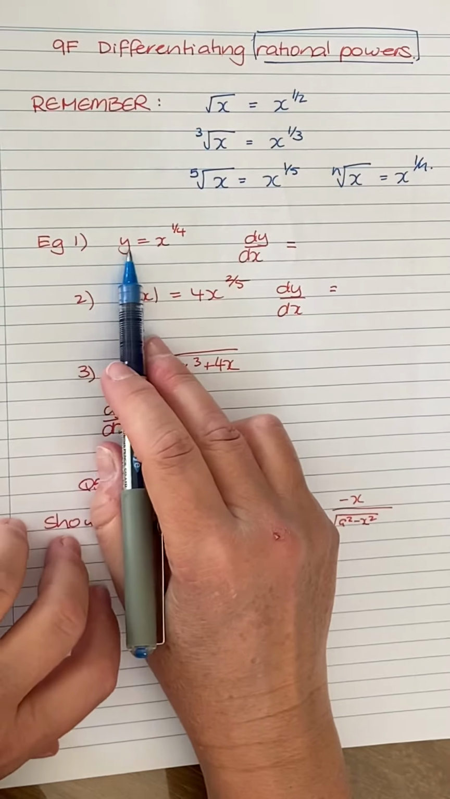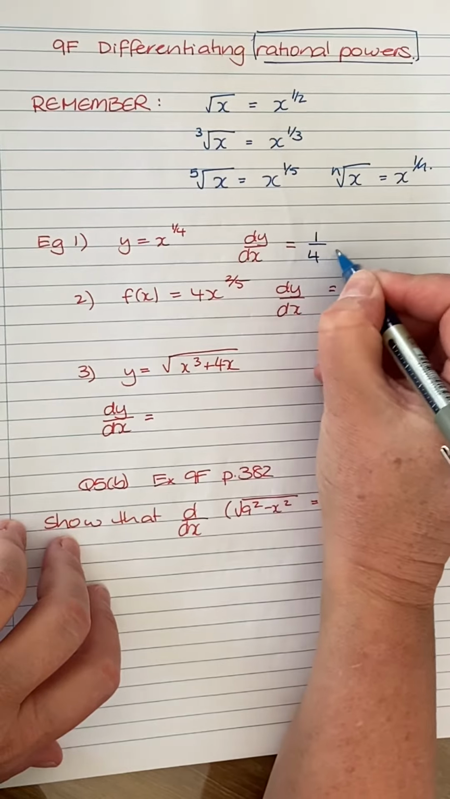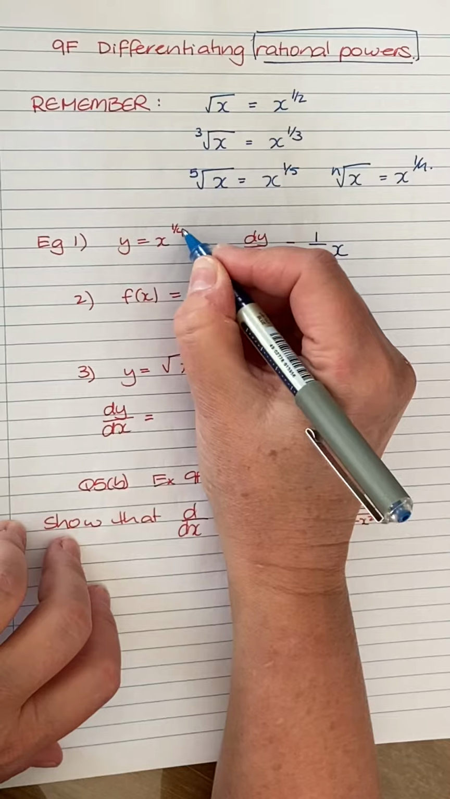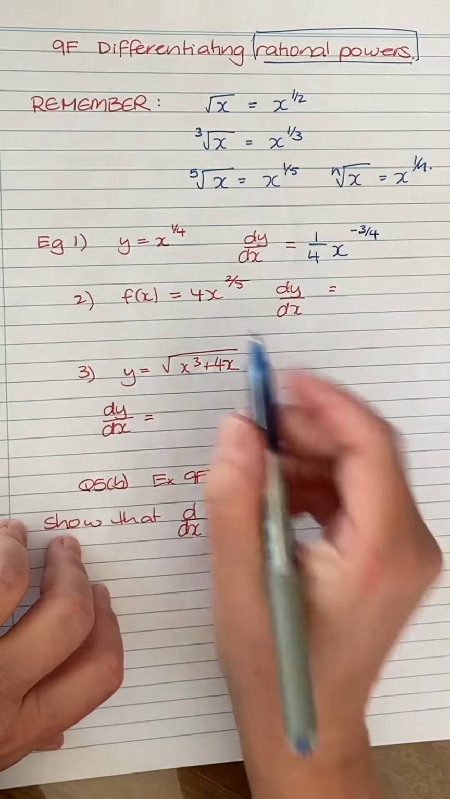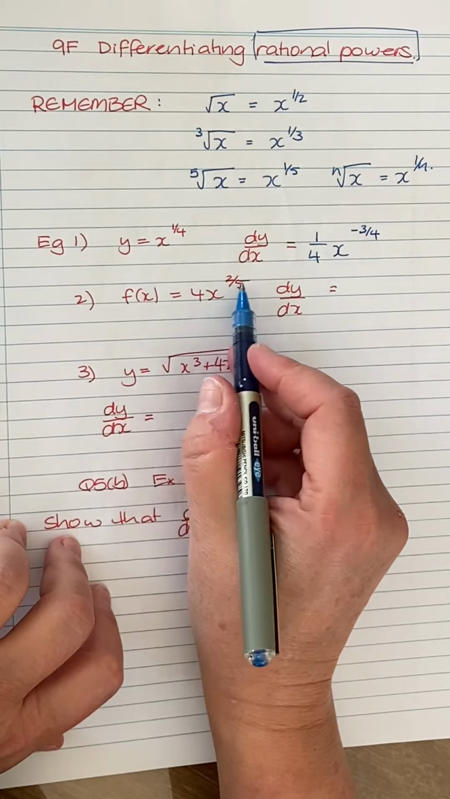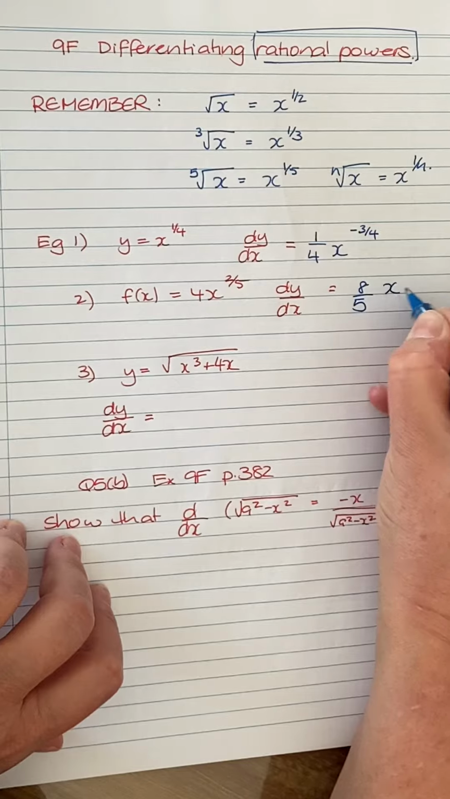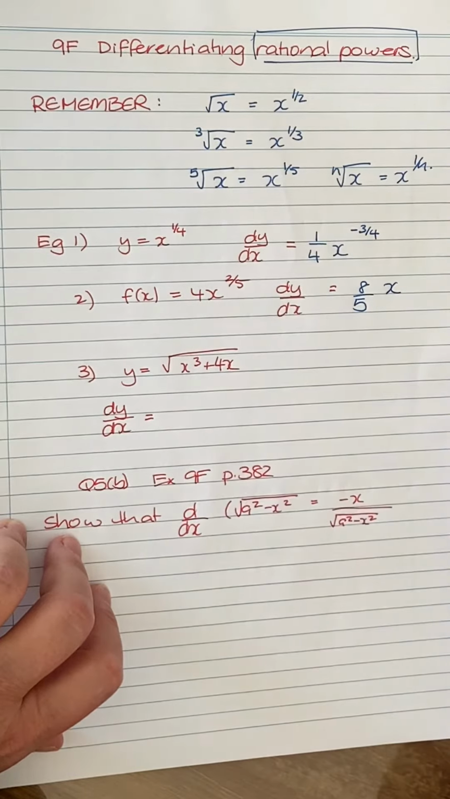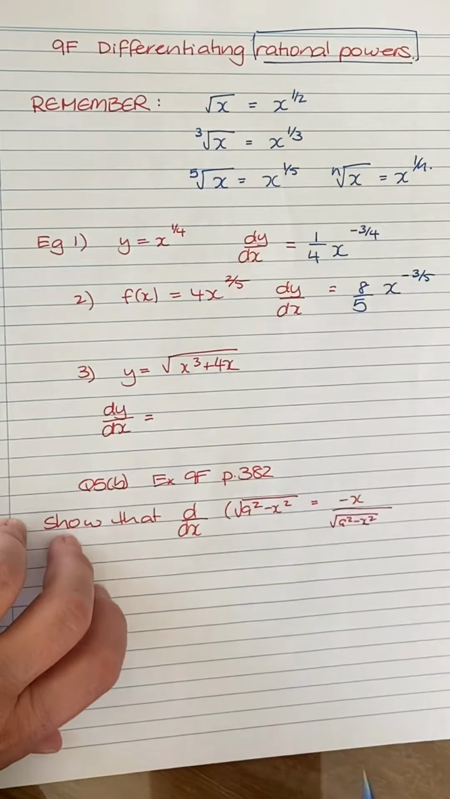So an example might be, if y is x to the 1/4, the derivative of that is 1/4 x to the, and you go 1/4 take 1, minus 3/4. If we had this one here, 4x to the 2/5, 4 times 2/5 is 8/5. X to the 2/5 take away 1, minus 3/5. So you can get quite messy answers.